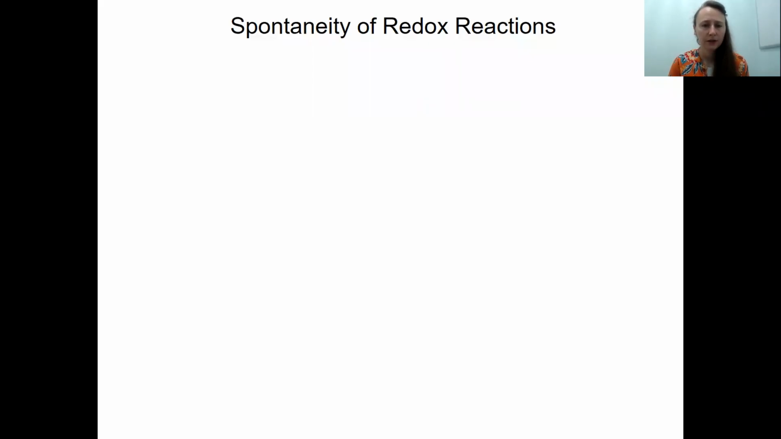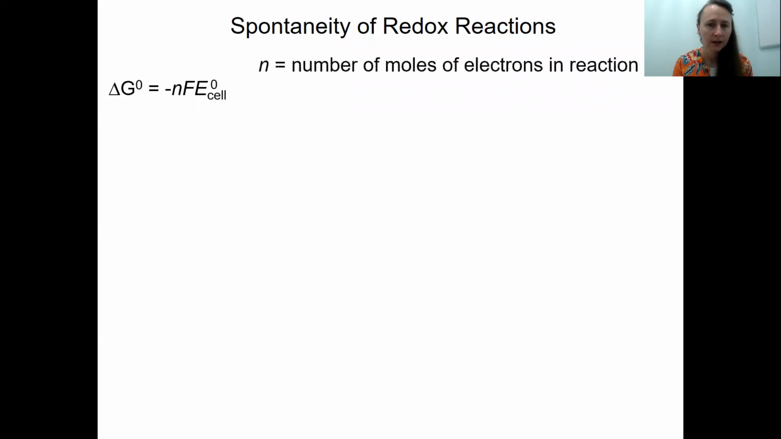Now that we've learned about electrochemical cells and calculating cell potential, we can relate the potential back to other thermodynamic values that we have studied. So free energy can be related to the potential with this equation, delta G equals negative NFE, where N is the number of electrons in the balanced chemical equation.